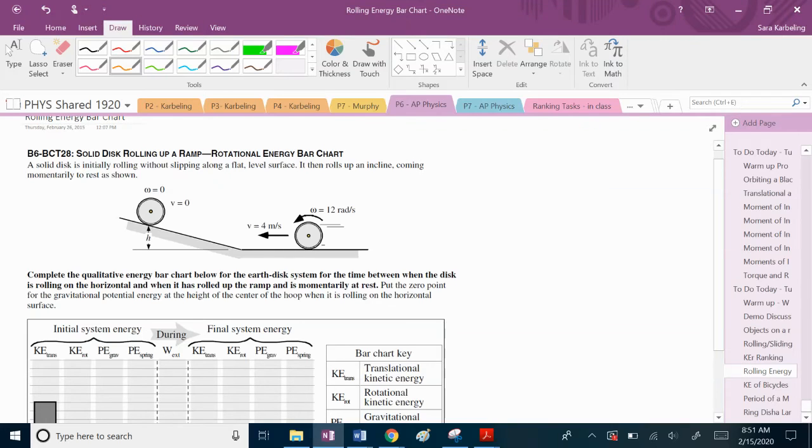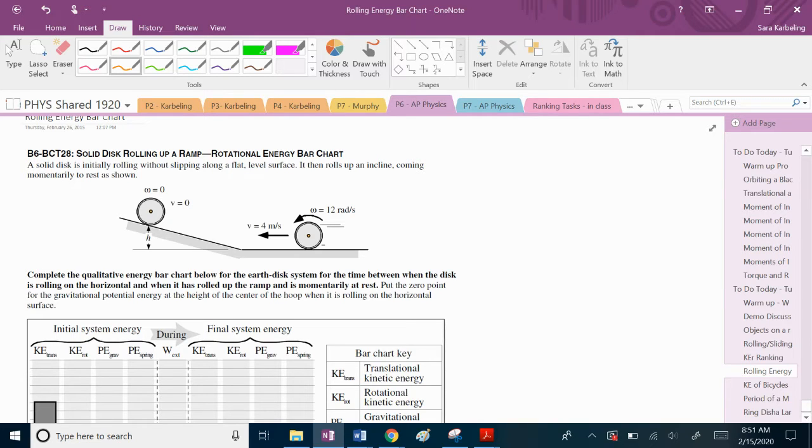All right, so you didn't think we'd get out of these energy problems without any energy bar charts, I'm sure. You're probably waiting for them. So here is one. We've got a solid disk initially rolling without slipping along a flat level surface, and then it's going to go up an incline, coming to rest momentarily as shown. Then it asks you to complete the qualitative energy bar chart shown for the system between the disk and the Earth as it's rolling up and then momentarily coming to zero.